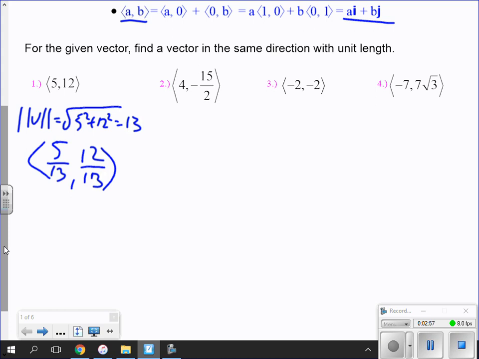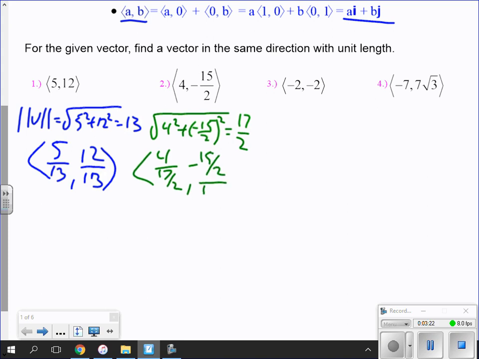The magnitude of this one is 4 squared plus negative 15 over 2 squared. You do some fancy footwork and you get 17 over 2 as its magnitude. So what you have is the vector 4 divided by 17 over 2, comma, negative 15 over 2 divided by 17 over 2, but we do not want compound fractions in any way, shape, or form. So this is the equivalent of 8 over 17 and negative 15 seventeenths, and that's our unit vector for that one.